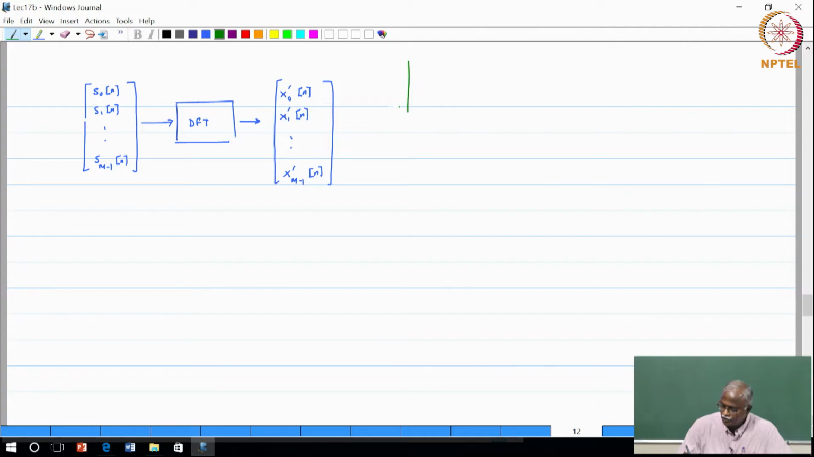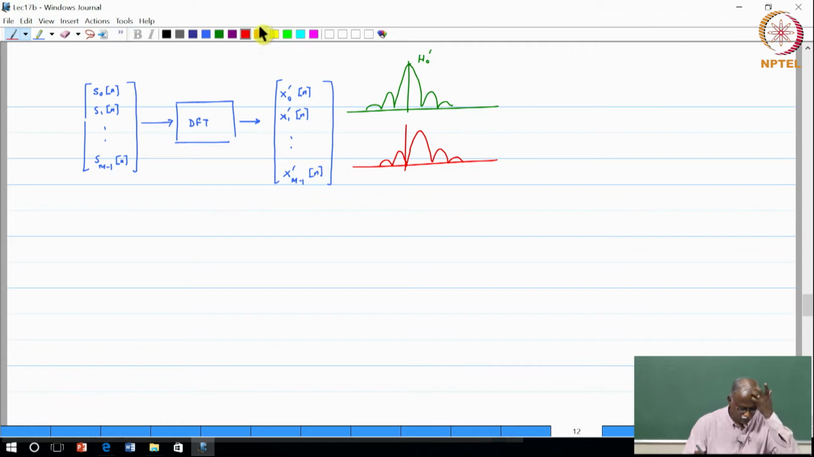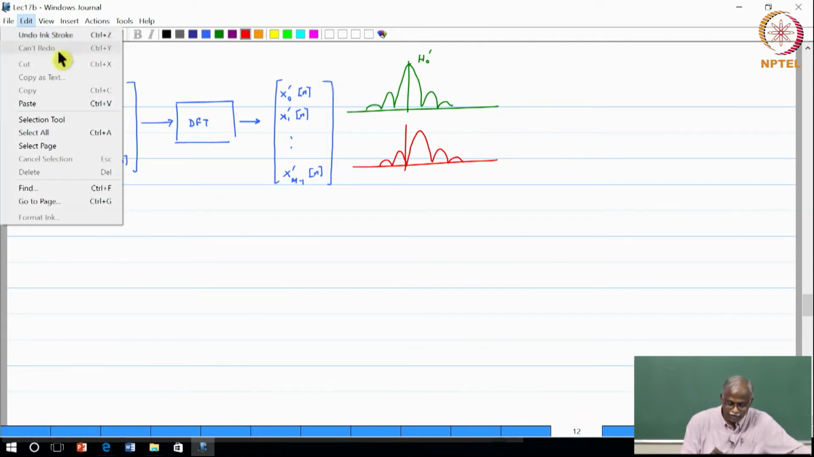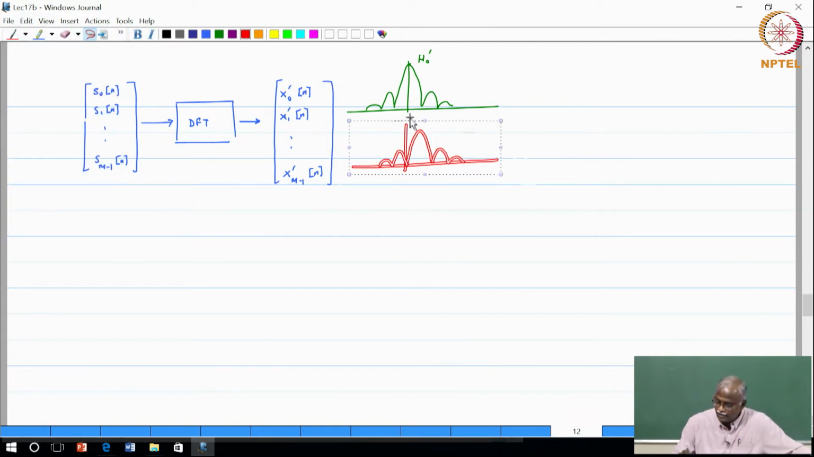Okay, again let us draw it very quickly, it may not look very pretty. So this is H naught, this is H naught prime, okay, and the next filter that we have, this is H1 prime. No, this is not H1 prime. This is actually Hm minus 1 prime.